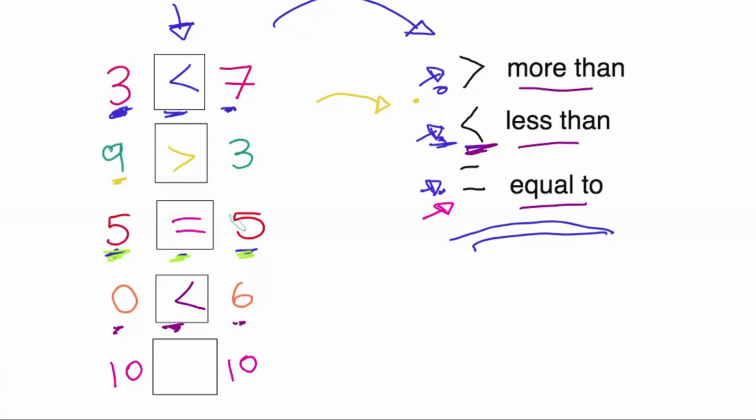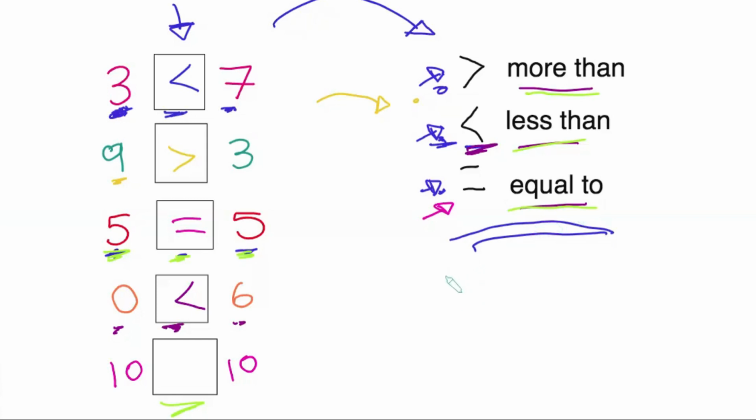I think you could answer this all by yourself. Have a try. If you want to pause the video here and try and choose which symbol should go into the square to create a correct number sentence. 10 is something to 10. Is 10 more than 10? Is 10 less than 10? Or is 10 equal to 10?